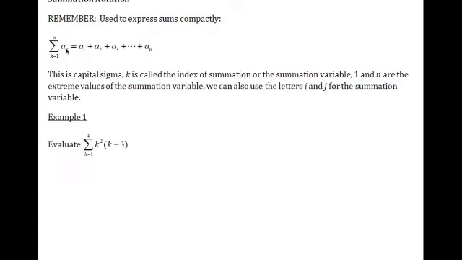So this is a capital sigma. K is called the index of summation, or the summation variable. 1 and n are the extreme values of that summation variable. Now this summation variable, this k, can be the letters i, j, or any letter you want. I'm going to use k throughout this assignment. So what I'm going to do now is show you in example 1 how to evaluate a summation given an equation.